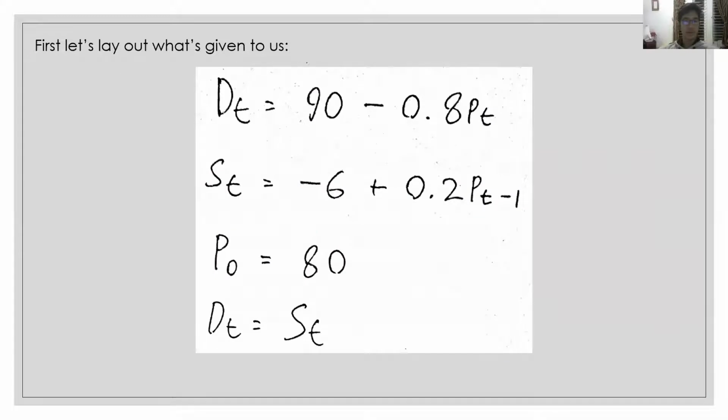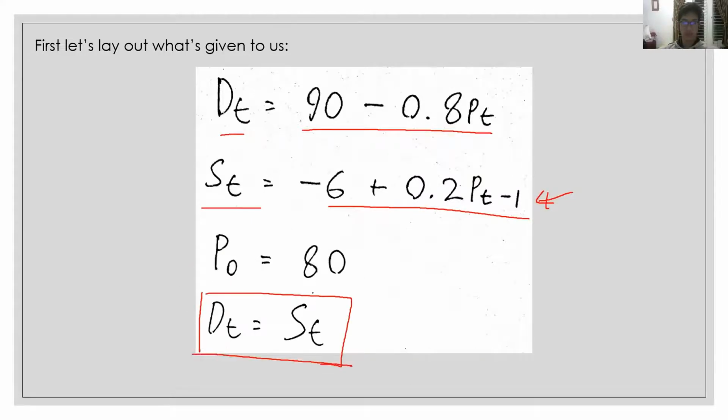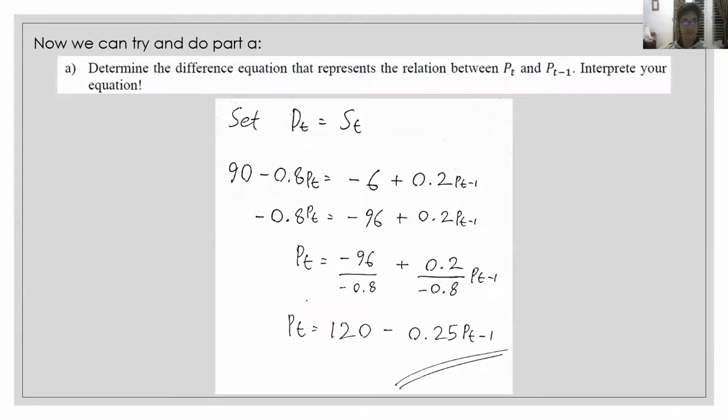So first, we must lay out what's given to us. So we know that the demand at time t is 90 minus 0.8 Pt, and supply at time t is -6 plus 0.2 times the price at the period before. The t minus 1 annotates the period before. So the price at time 0, or the starting price, is 80, and we also know that Dt equals St, which is the clearing solution.